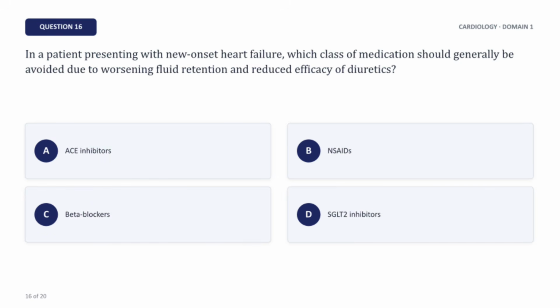Question number 16. In a patient presenting with new onset heart failure, which class of medication should generally be avoided due to worsening fluid retention and reduced efficacy of diuretics?